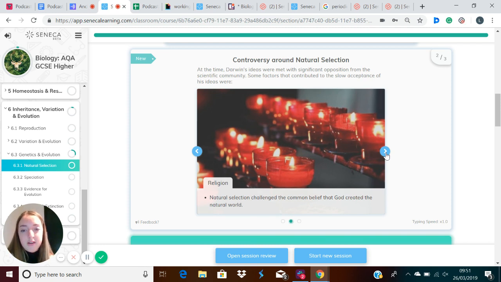Another was religion, because natural selection challenged the common belief that God created the natural world exactly as it is, whereas Darwin's theory of evolution showed that organisms change over time to adapt to their environment, which goes against this idea.